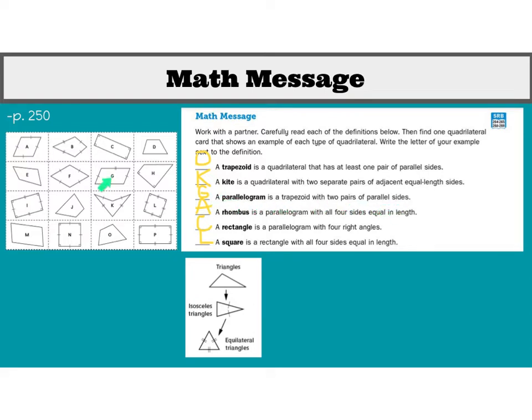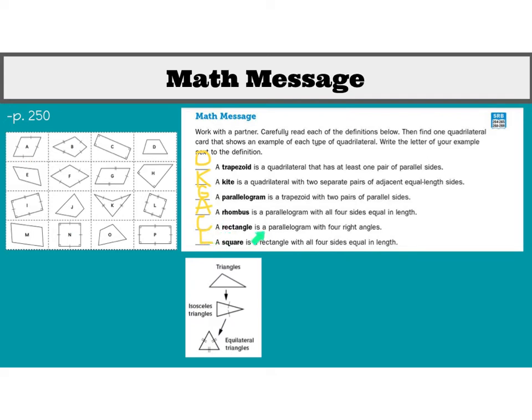So if we look at letter G, we have a parallelogram. This side and this side are parallel. This side and this side are parallel. A rhombus is a parallelogram with all 4 sides equal in length. If we look at letter A, all 4 of those sides are equal in length.